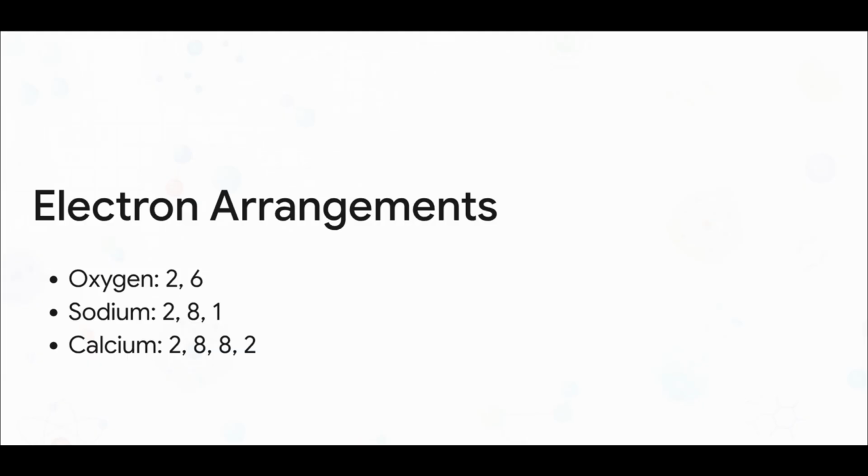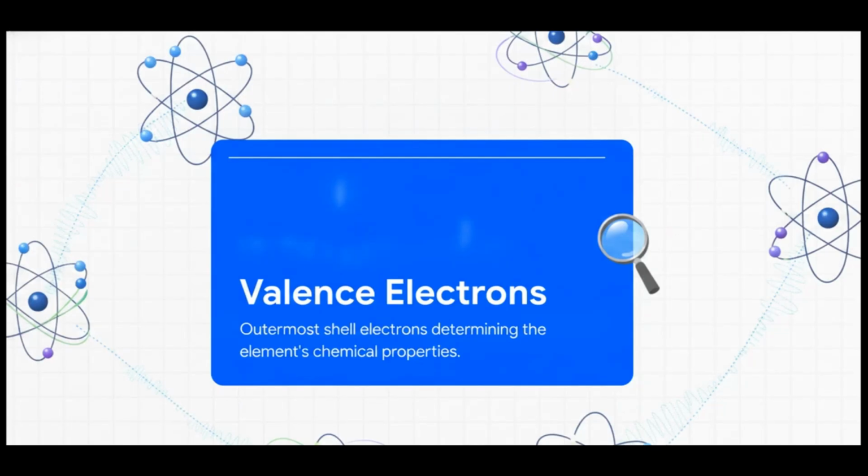Sodium has 11. 2 in the first, 8 in the second, that's 10, leaving 1 lonely electron to start the third shell. 2, 8, 1. Calcium has 20, so it fills out completely as 2, 8, 8, 2. Now, pay close attention to that very last shell for any atom. The electrons out there have a special name, valence electrons.